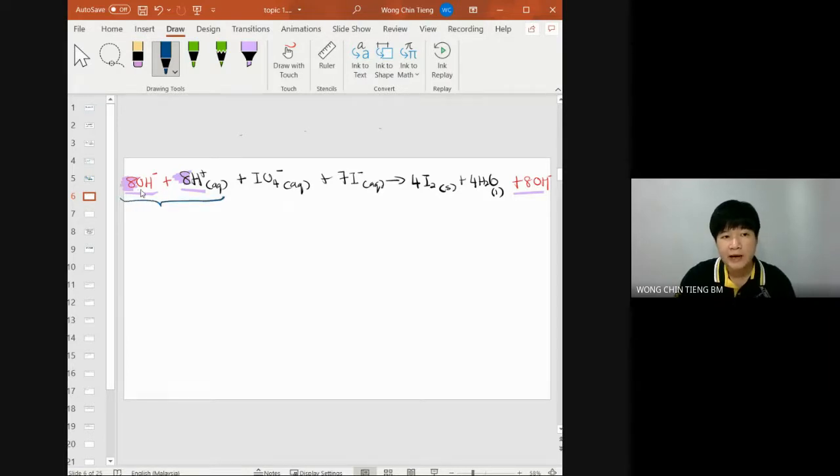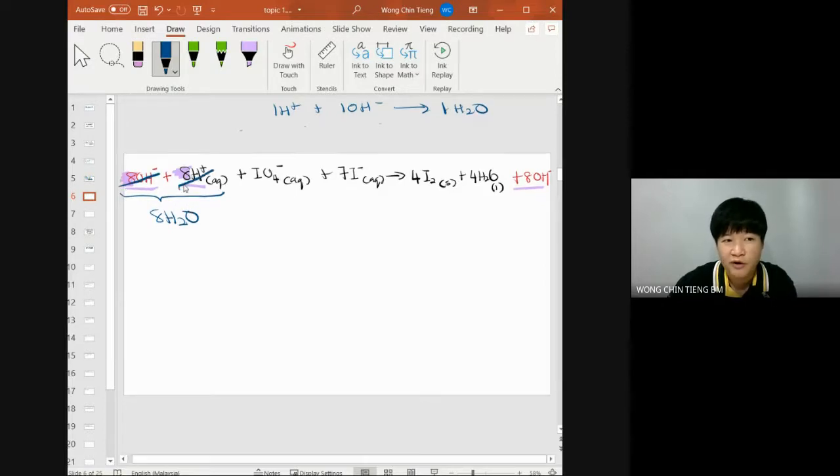Combine your OH minus and H plus. 1 H plus tambah 1 OH minus will give rise to 1 H2O. And sayang 1-to-1 ratio. Lagi senang. 8 H plus, 8 OH minus, 8 H2O. Dan jangan lupa potong. Kenapa potong? Dah gabung jadi air. Okay?